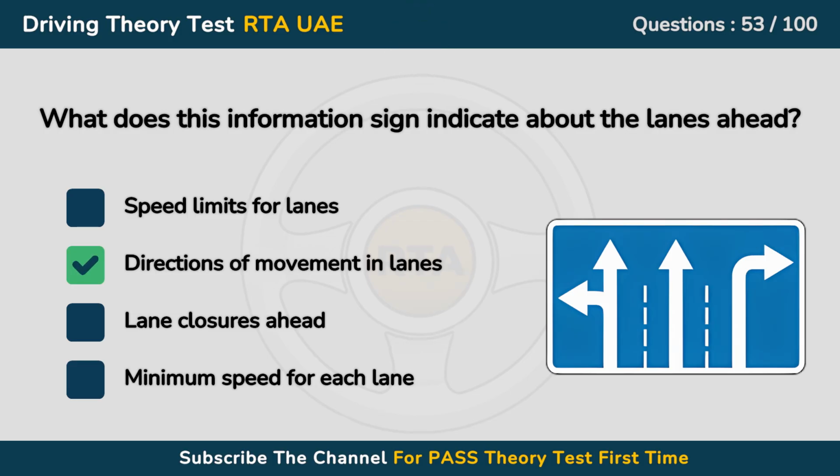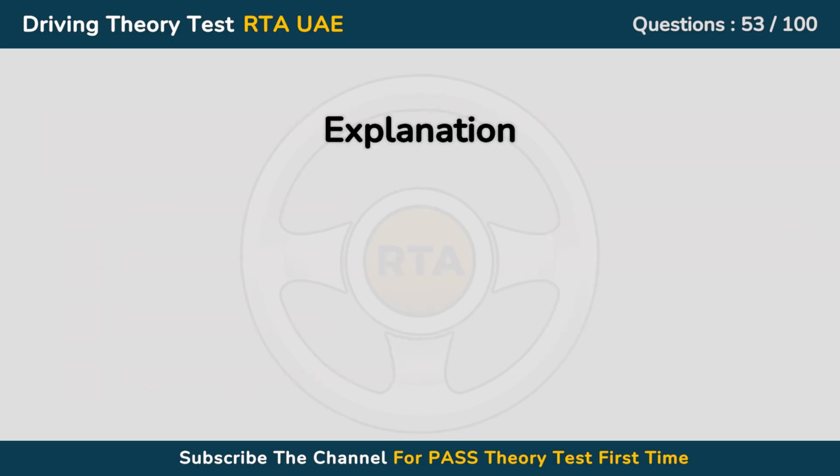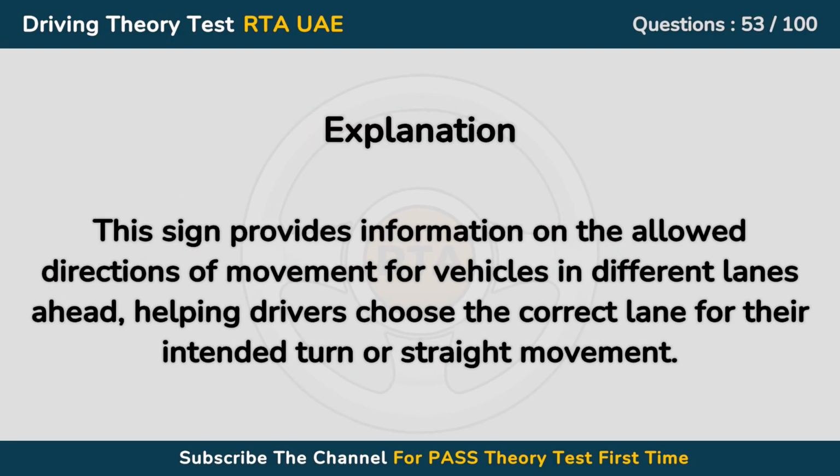Answer is B, of movement in lanes. This sign provides information on the allowed directions of movement for vehicles in different lanes ahead, helping drivers choose the correct lane for their intended turn or straight movement.